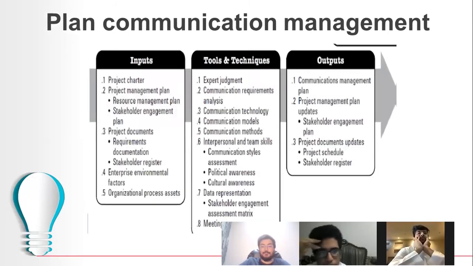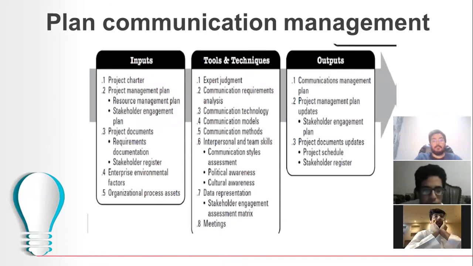These are the inputs of communication management. First, the project charter, project management plan, which includes the resource management plan, communication management plan, and stakeholder engagement plan. Third, you have the project documents, which include the requirements documentation and stakeholder register. Fourth, you have the EEFs, and you have the OPA.